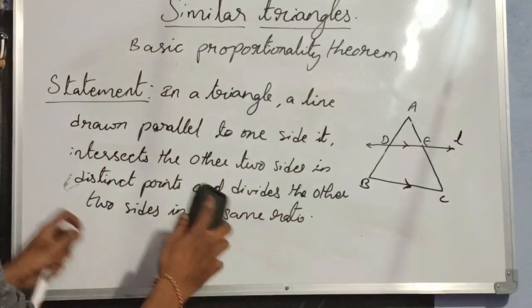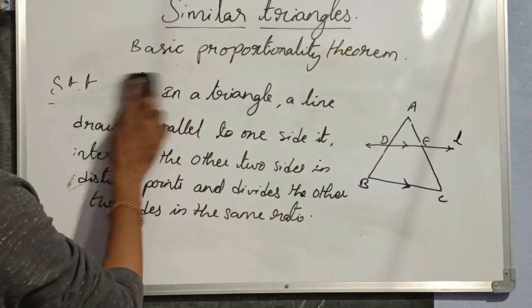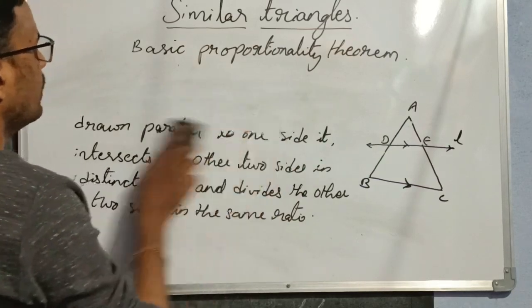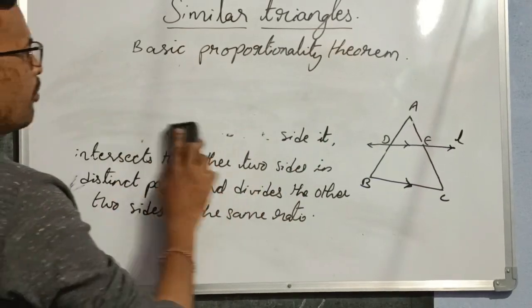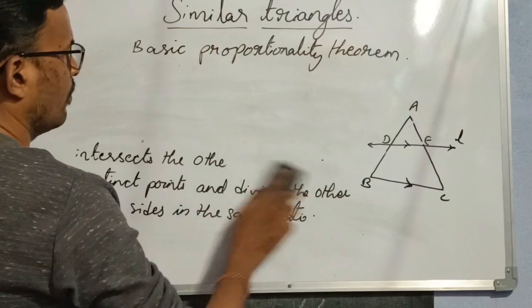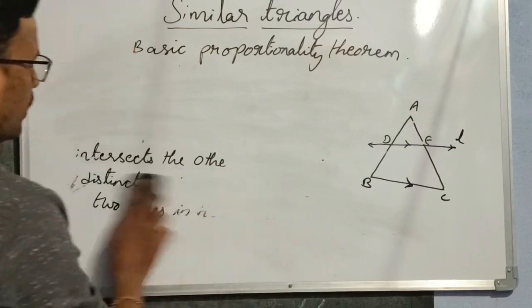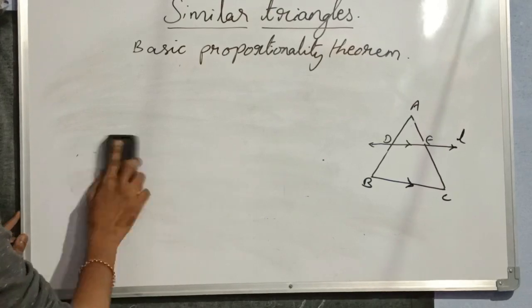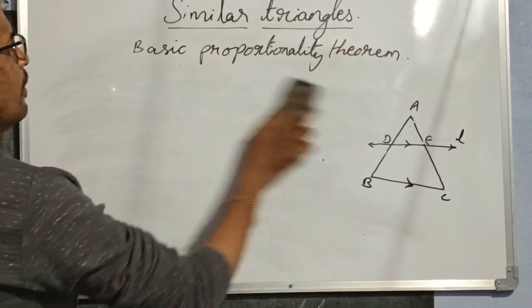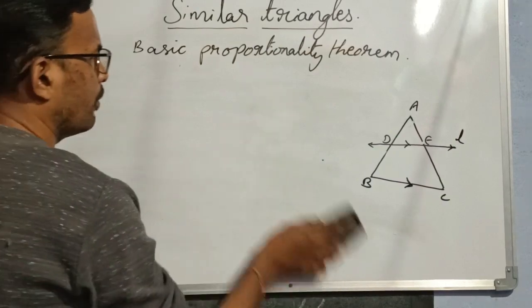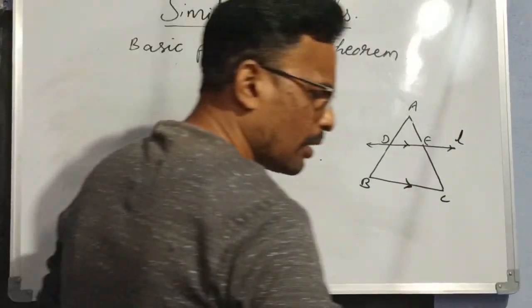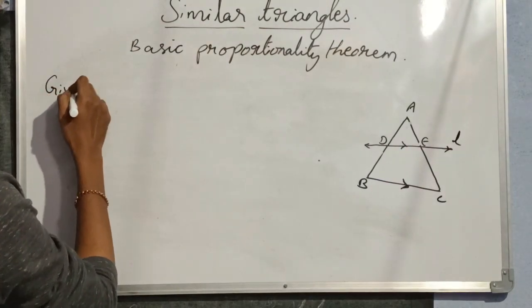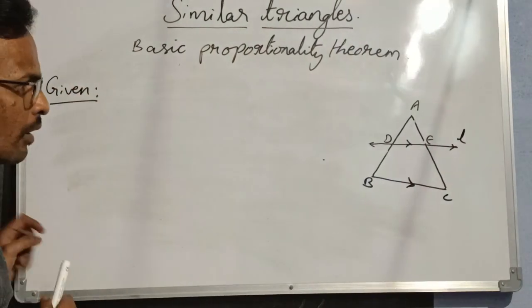Now let us move to the proof. So let us write given, construction and proof step by step. First let me write given, construction, then we'll go for proof and required to prove. After the statement you have to write given.